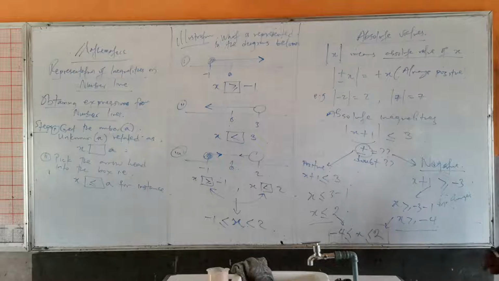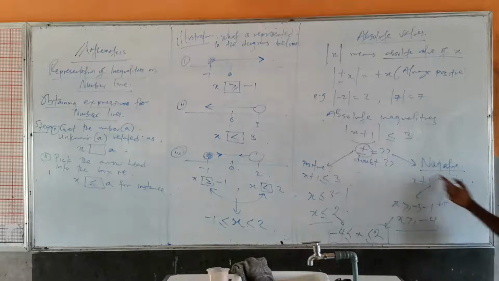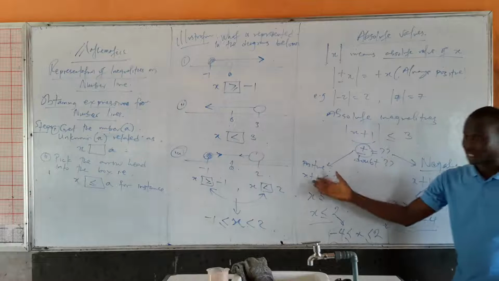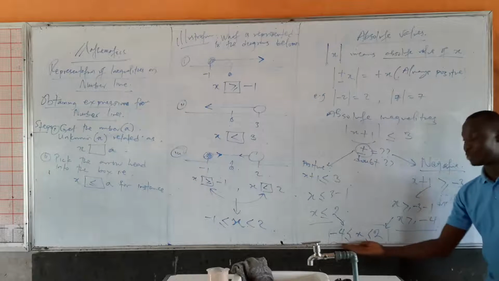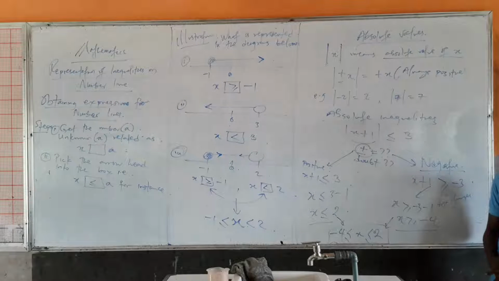So anytime you are given an absolute value inequality to solve, the best bet is that you treat it as positive and you treat it as what? Negative. In treating it as positive, you take your value. In treating it as negative, you take your value, then you represent your answer on a number line.